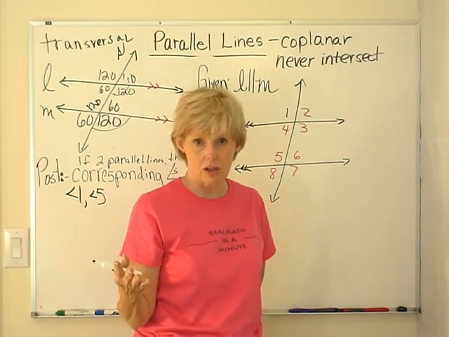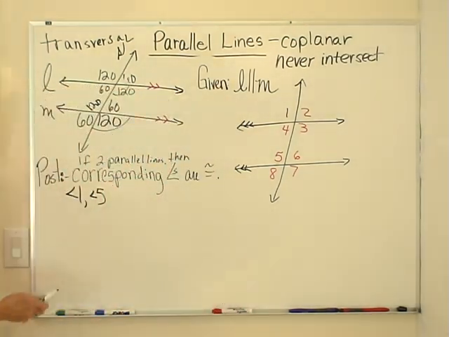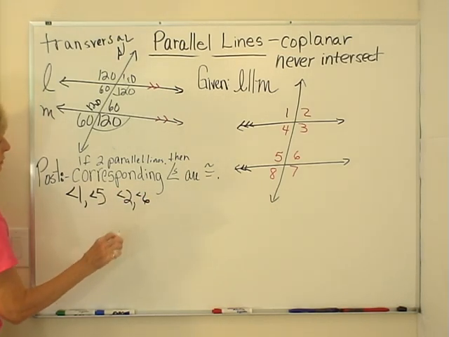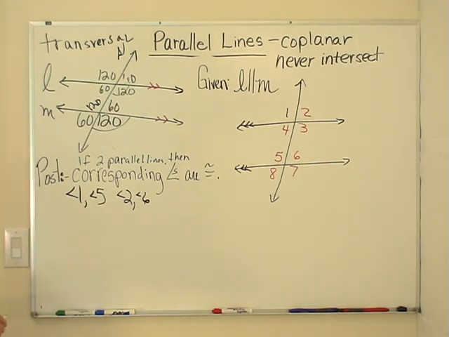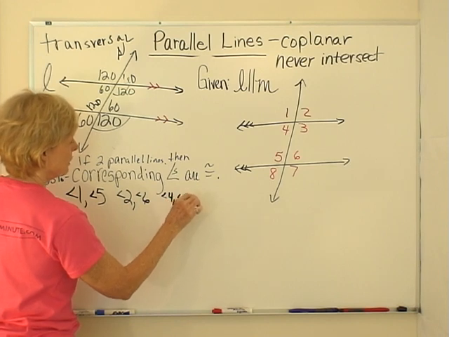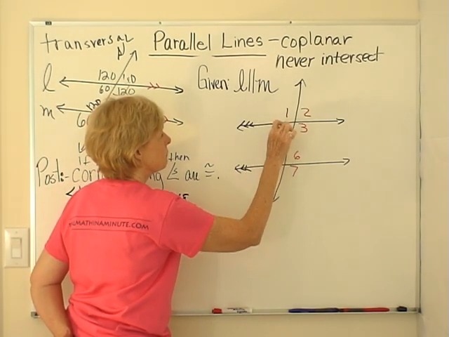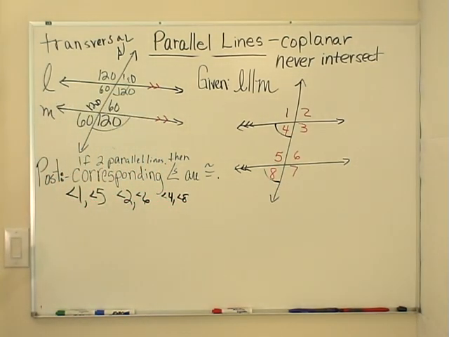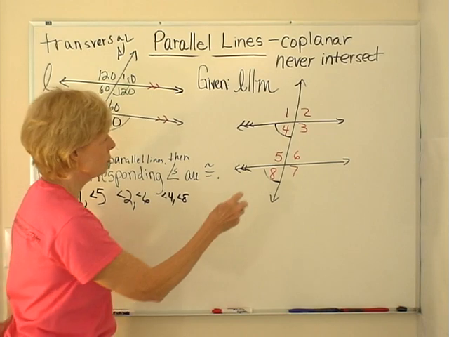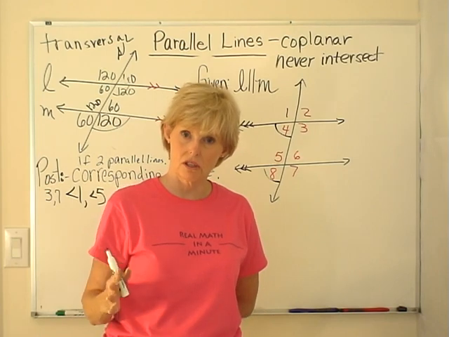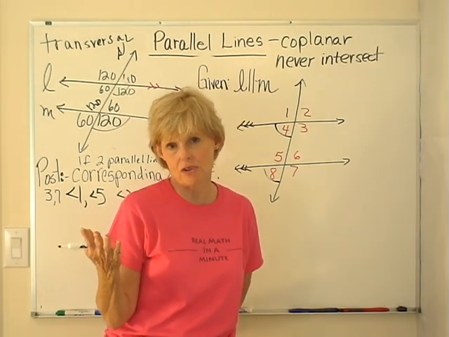Name another pair of corresponding angles. Okay, I hear you. You're saying angle 2 and 6. Good. Those are corresponding, and they're also congruent. Another pair? Right, angle 4 and angle 8, corresponding angles, and they are congruent. And there's only one pair left, 3 and 7. So we've named all 4 pairs of corresponding angles, and we know they're congruent because our lines are parallel.